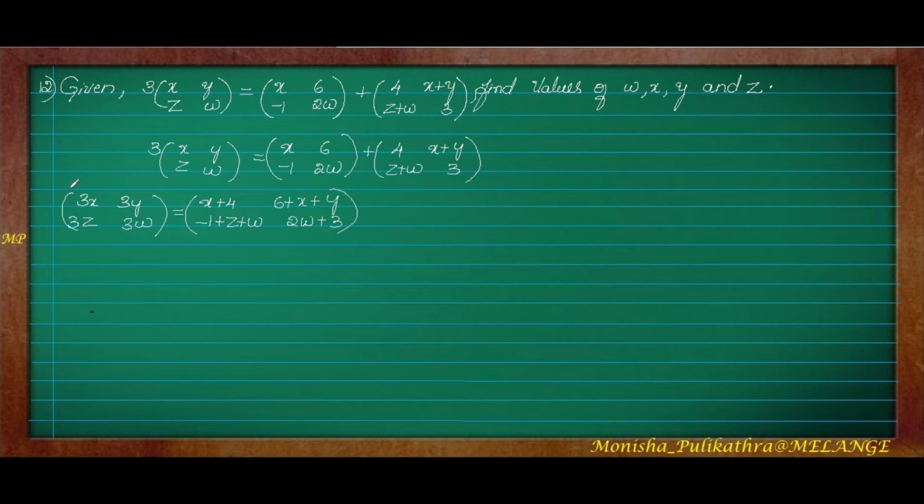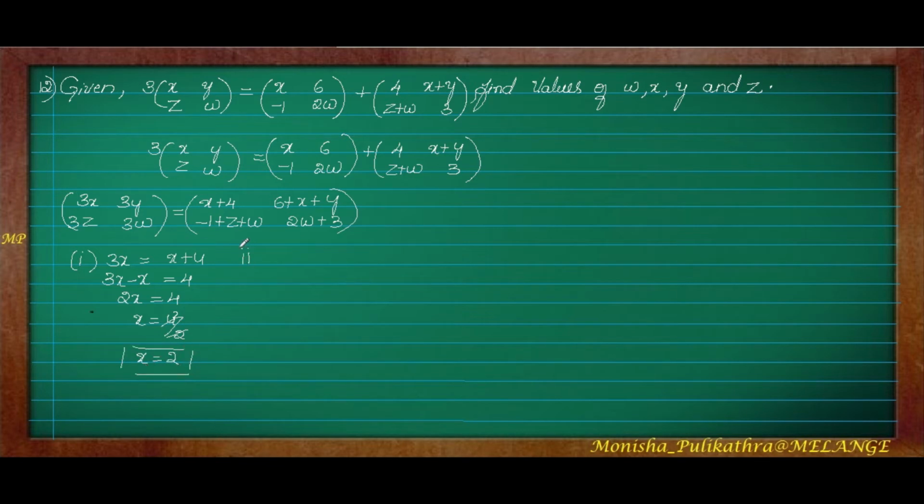Now we have to equate the same position elements with each other. So the first one is 3x is equal to x plus 4. So 3x, I will be shifting this x this side. So 3x minus x is equal to 4. It will become 2x is equal to 4. So x is equal to 4 by 2. 2 1s are 2, 2 2s are 4. So x is equal to 2.